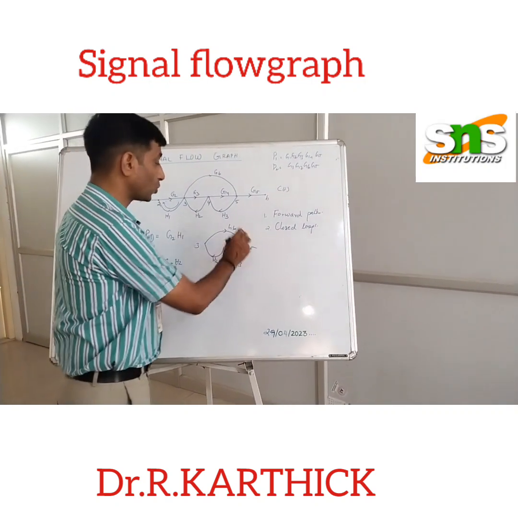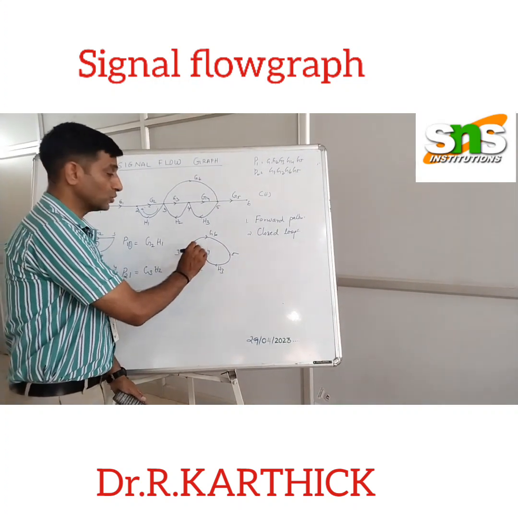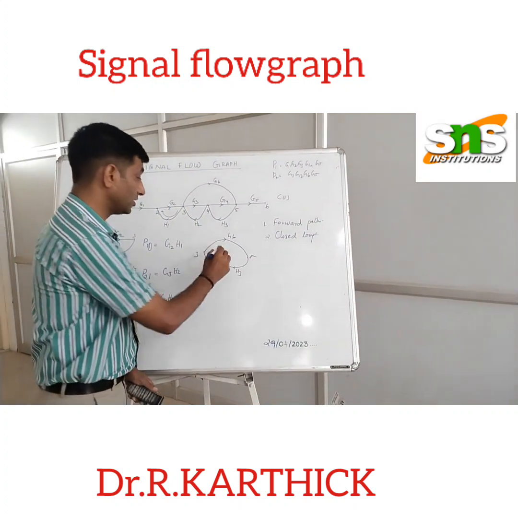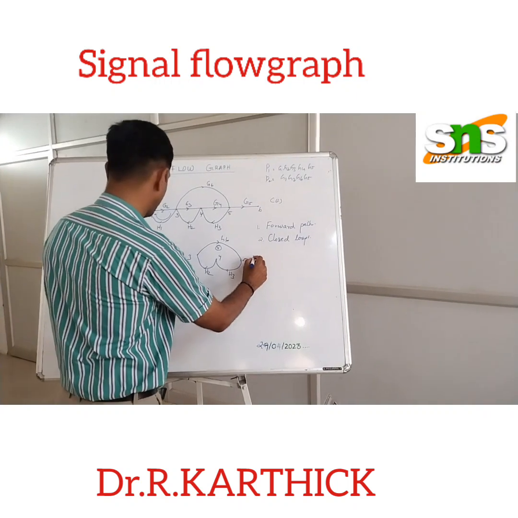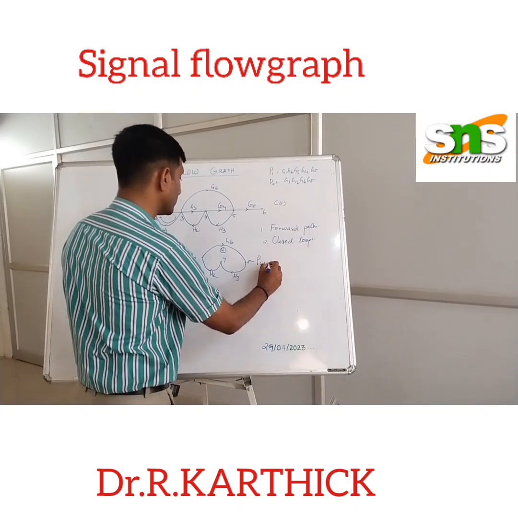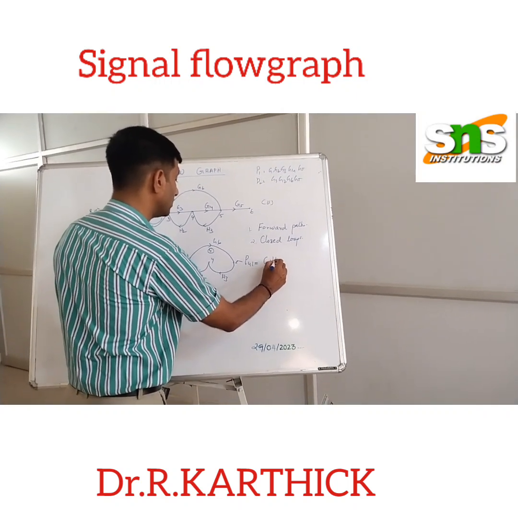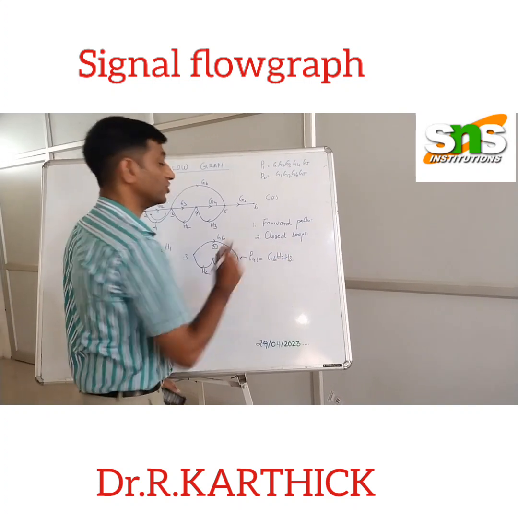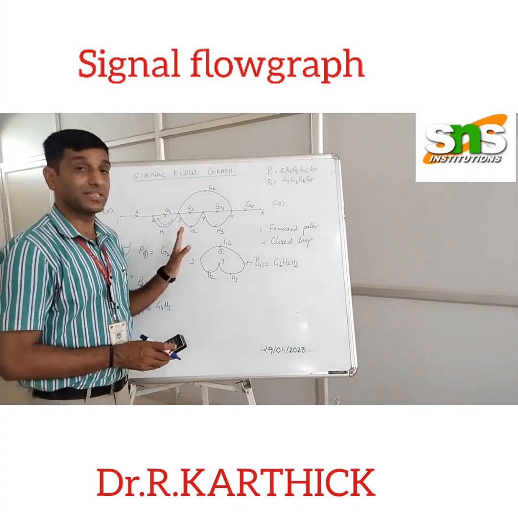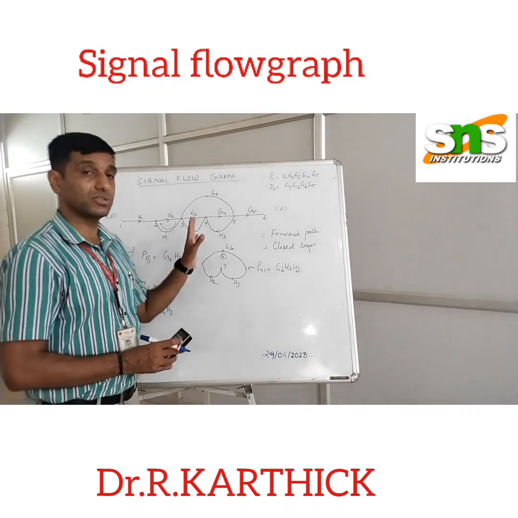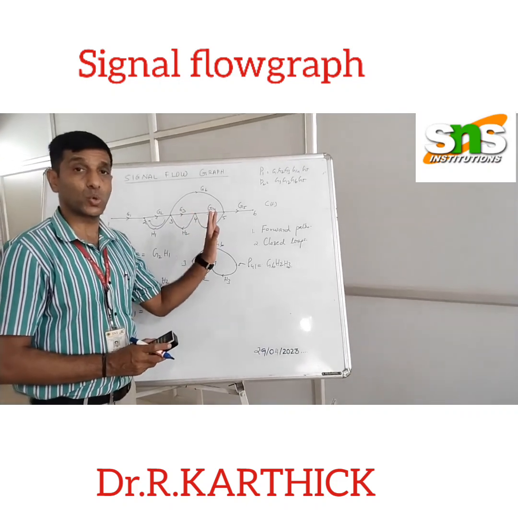So you can see it is a closed path. The signal travels through each node only once. So this is my 4th loop. My transfer function is P41, which is nothing but G6, H2, H3. So this is the step number 2, which is to identify the individual closed loops.